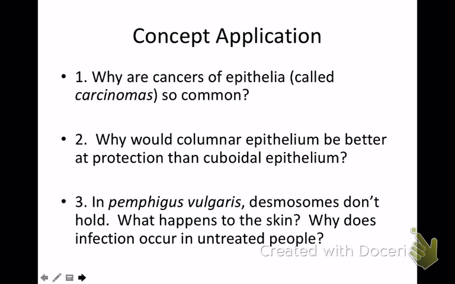All right, and number three, I referred to, but not by name, pemphigus vulgaris. What happens when your desmosomes in the skin don't hold? Those desmosomes are what hold the layers to each other, and so the whole skin can just peel right off. Looks like giant blisters. And so why would that cause infection then? That skin, remember, that solid continuous layer of epithelium keeps things on the outside out, and that includes infectious organisms.